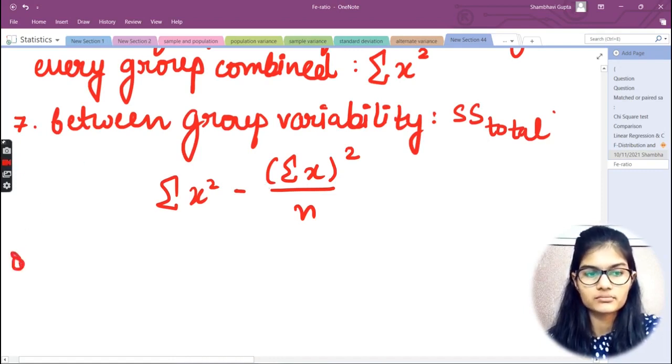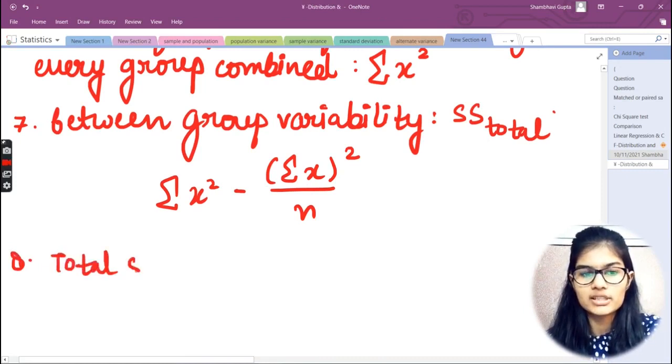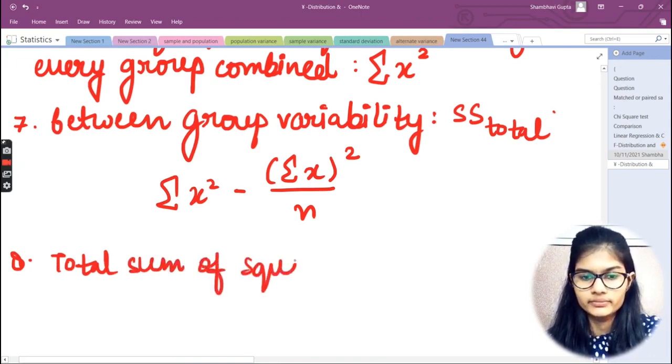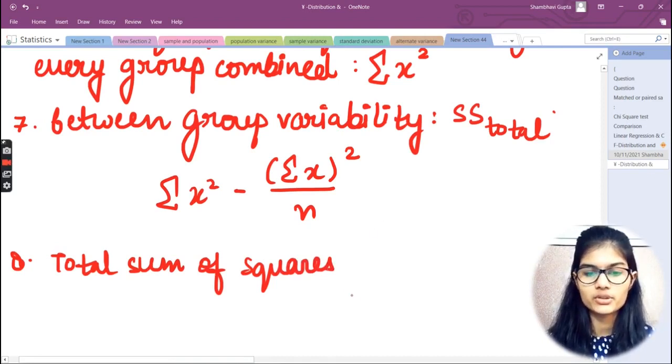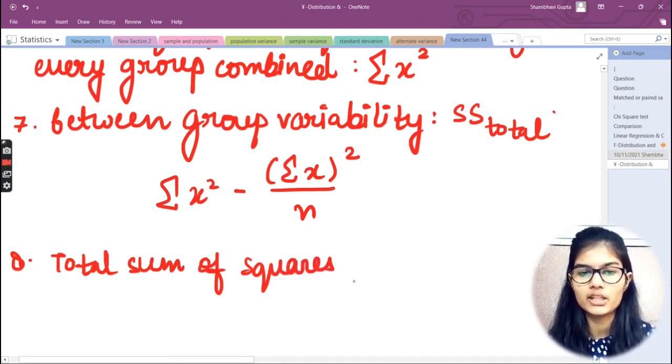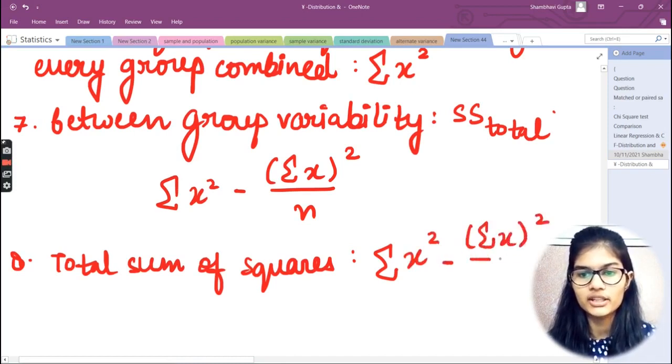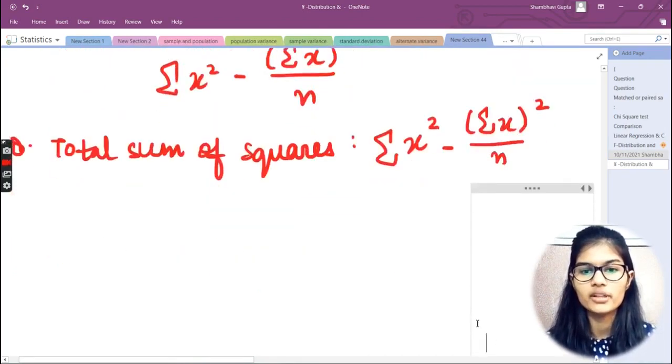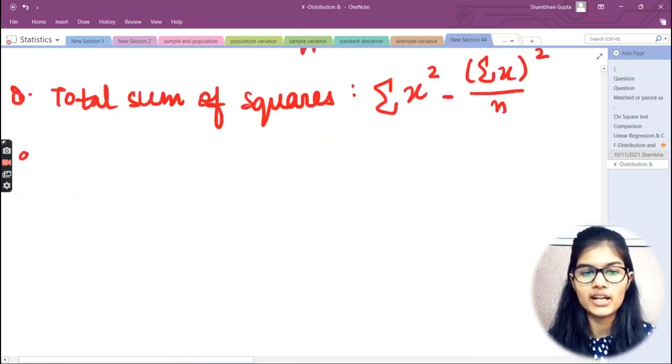Okay, next we are having number 8. Here we have the total sum of squares. Total sum of squares, right? So for this total sum of squares we have sigma x square minus sigma x whole square divided by n. Okay, so this is the formula for the total sum of squares which we are having here.